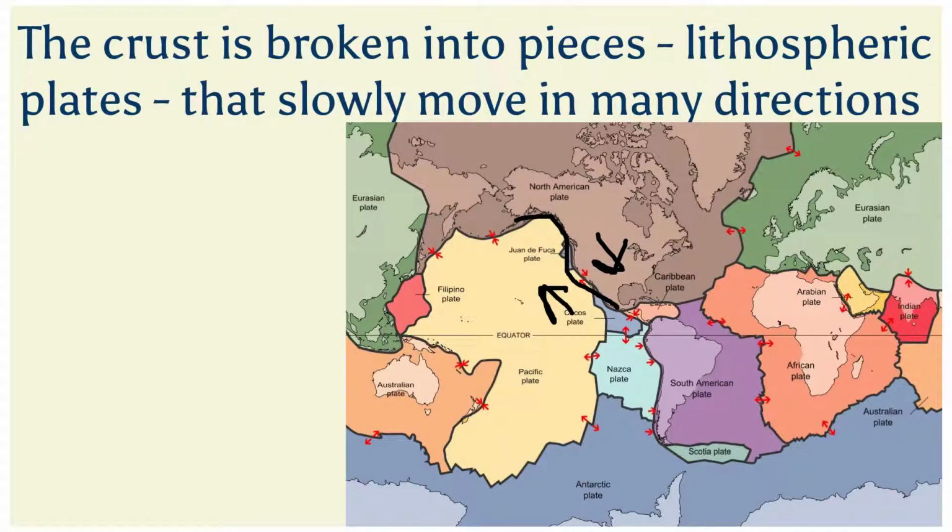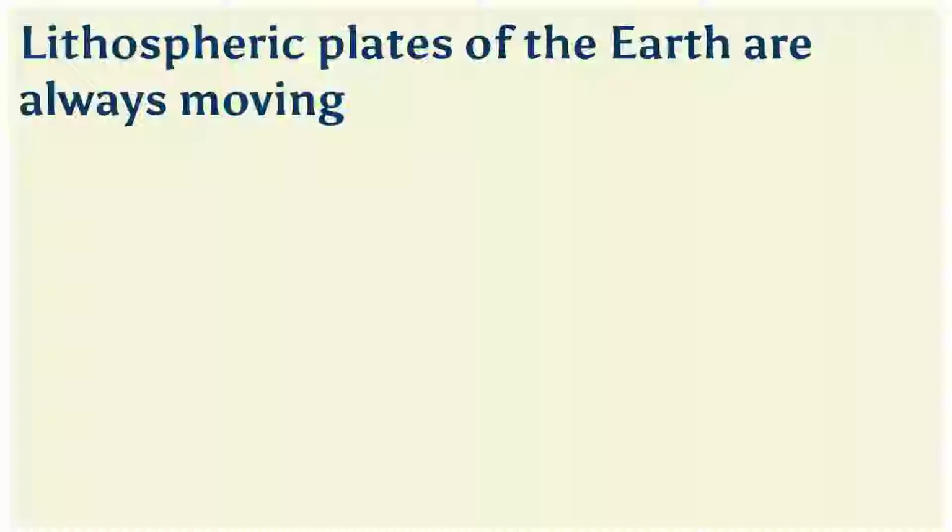And where we find earthquakes and volcanoes does depend on the type of plate motion. At convergent boundaries, we're going to find things like mountains and volcanoes. At divergent boundaries, we're going to find different kinds of volcanoes and actually not as many earthquakes. At transform boundaries, we're going to find more of those earthquakes. So again, just to reiterate, our lithospheric plates are always in motion.